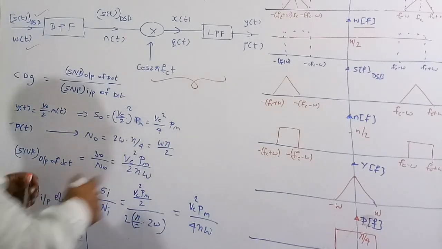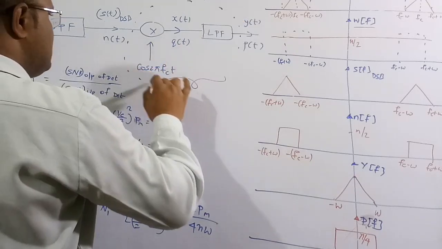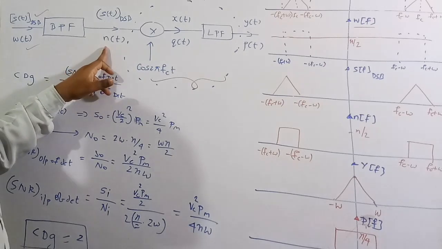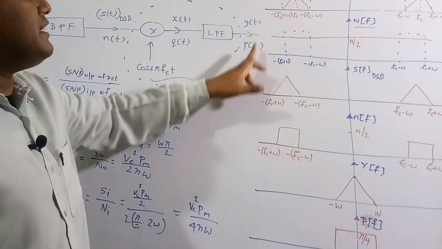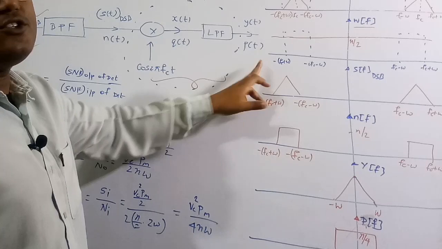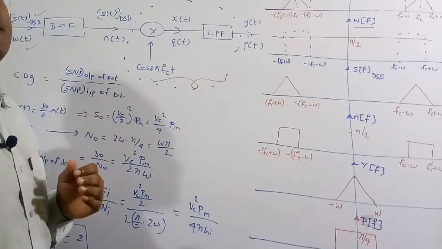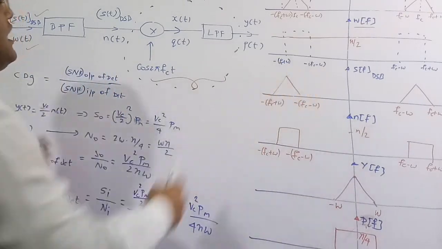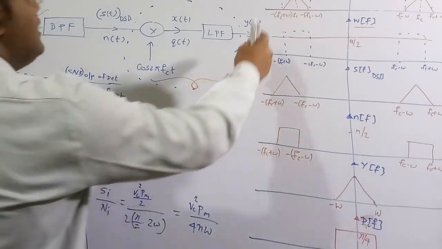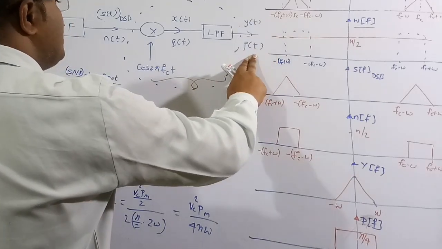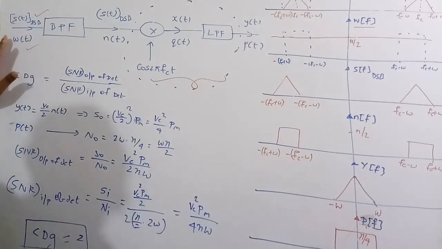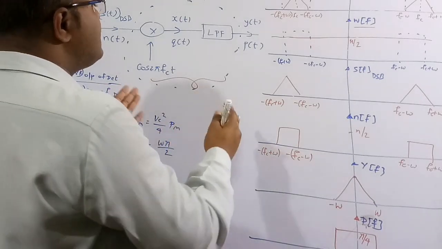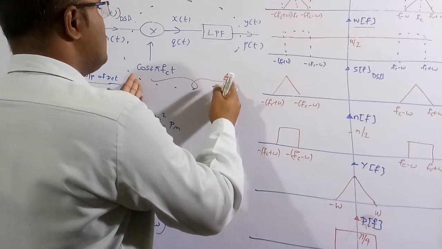The coherent detection gain is for this coherent detector. The input is S of t DSB, and the noise input is N of t, and the output is Y of t, and the output noise is P of t. Here we have to find the signal to noise ratio of the output by the signal to noise ratio of the input of this detector, not the overall circuit. If you want the overall circuit, then the output is Y of t and the output noise is P of t, and the input is S of t DSB and the noise input is W of t. But here we do the gain only for the coherent detector circuit.